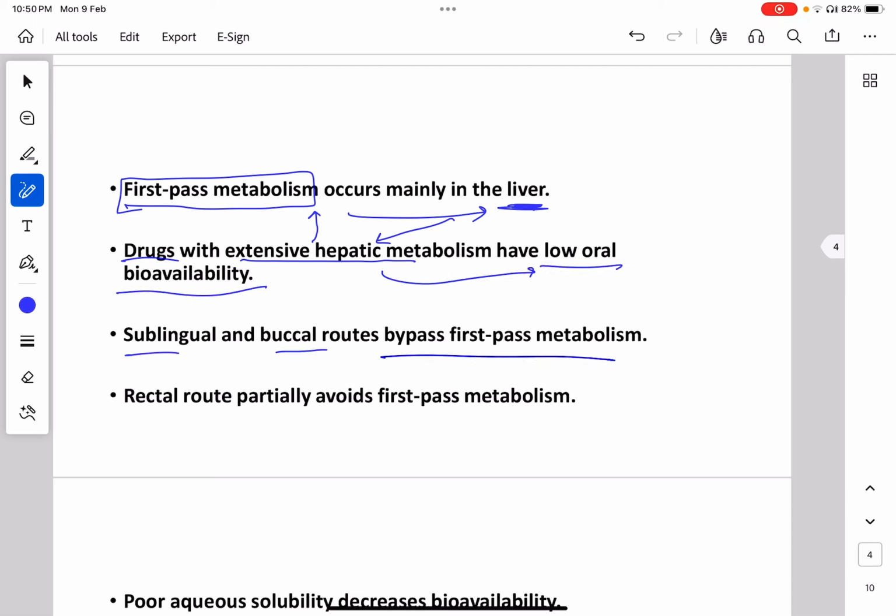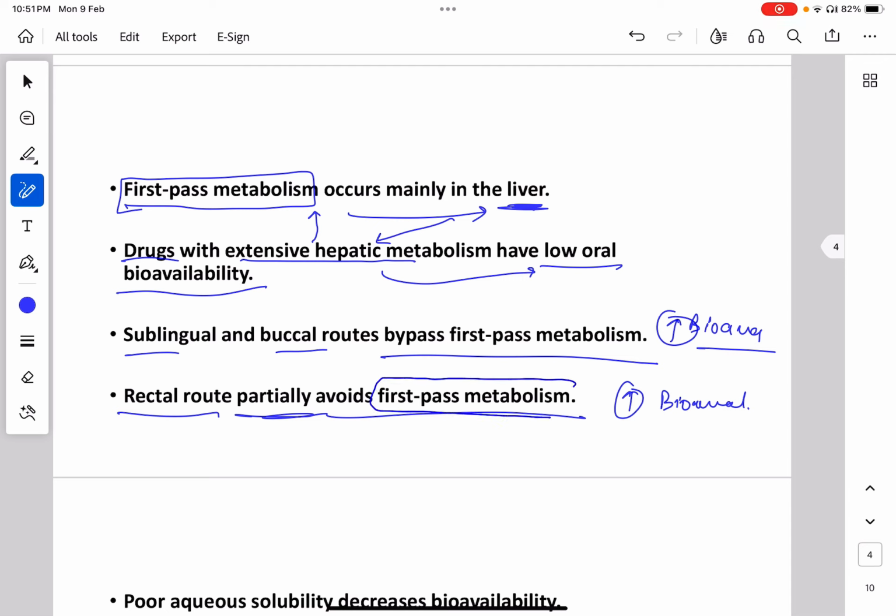Sublingual and buccal routes bypass first pass metabolism, so it increases the bioavailability. And the rectal route partially avoids first pass metabolism, not completely, but partially. So it also increases bioavailability of the drug. So what concept have you learned from these few lines? In the route of administration where first pass metabolism is less, the bioavailability of that drug is more. This is vice versa.